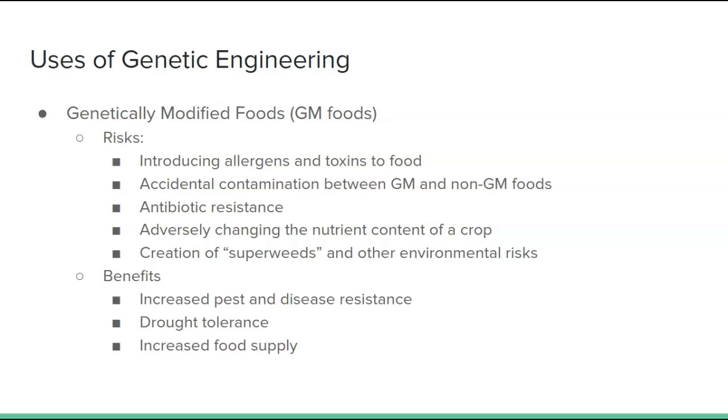But some benefits are increased pest and disease resistance, which allows your plants to grow more. They can be drought tolerant, so they can grow in more arid climates, which means that they could maybe grow longer or in different areas where they typically can't grow. And this would lead to an increased food supply worldwide, which is a huge pro, in my opinion.